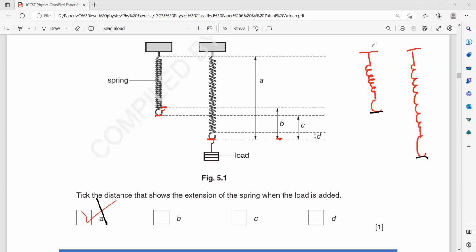Either we can take both ends or we can take both starting points, but we should take the same identical point to work out the extension. So C is the right answer. Is it clear? Yes, sir, clear. So extension means how much the length increases, and you have to take it from the same position.